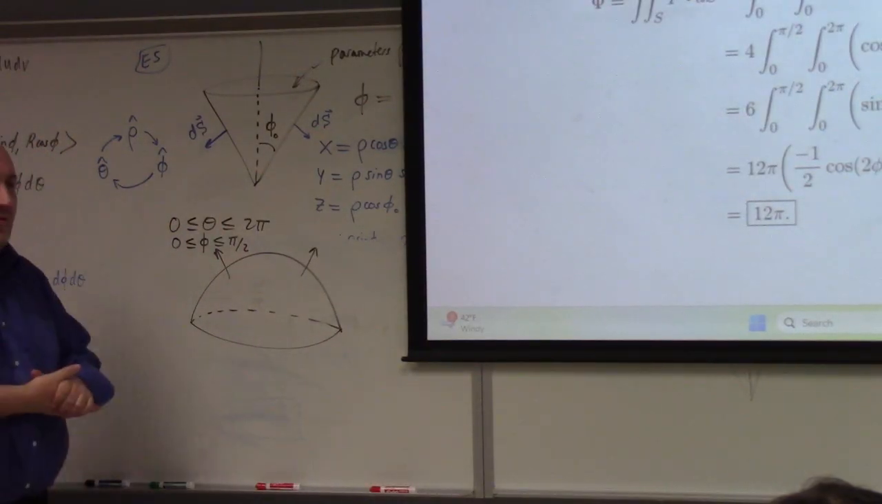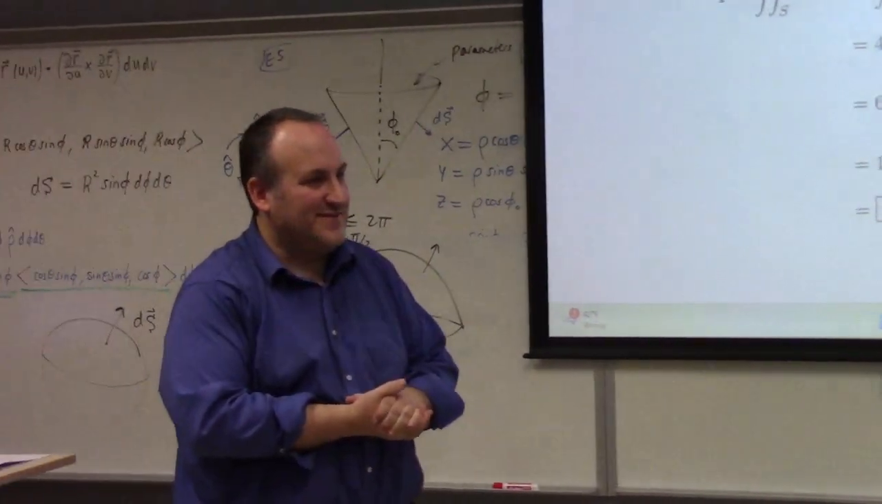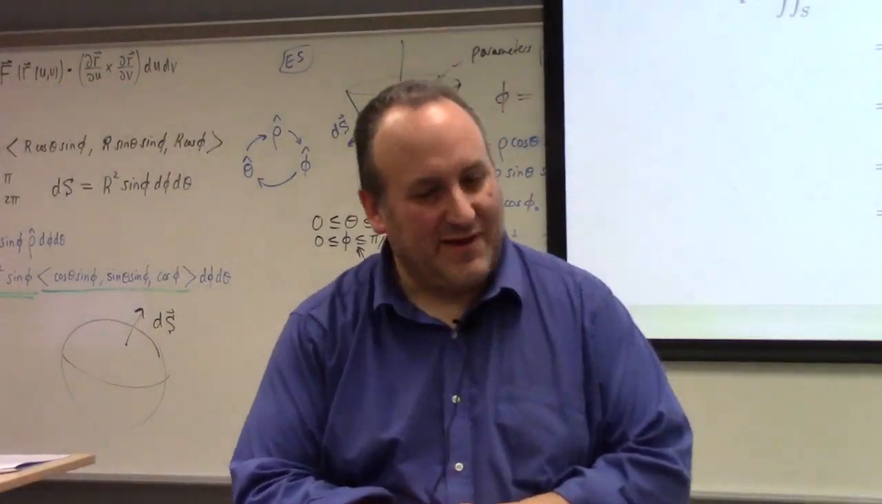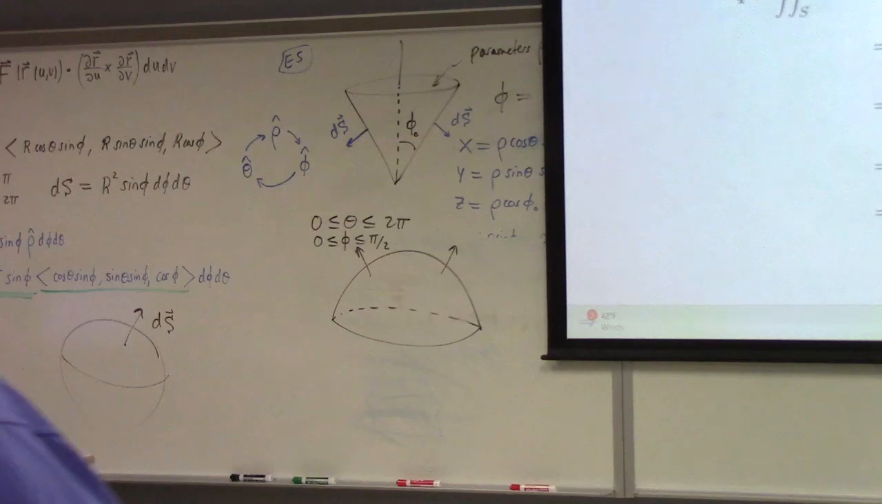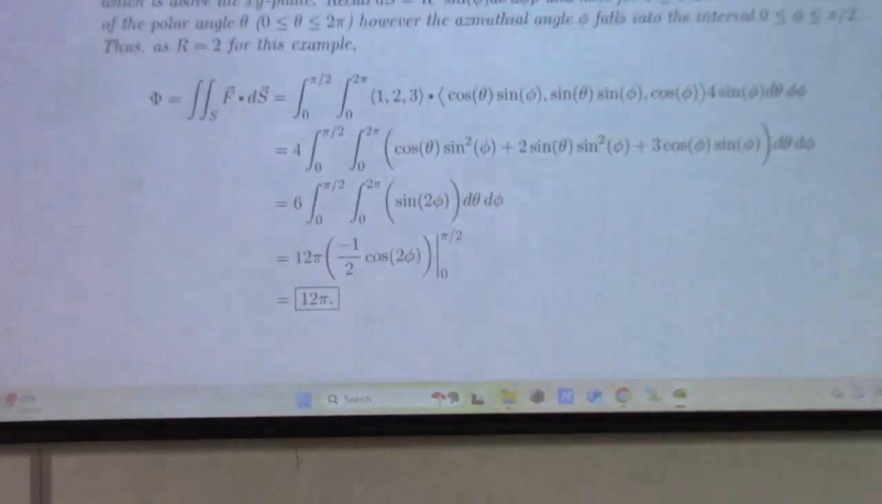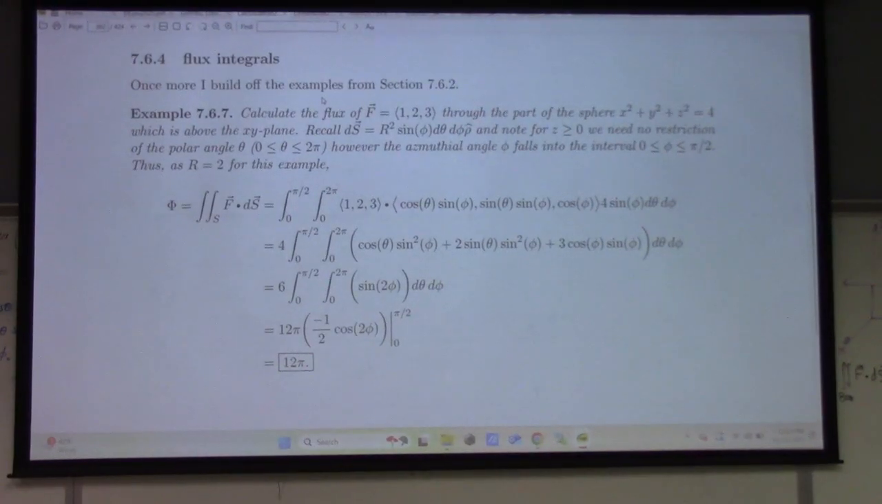That was important. What would happen if we calculated the flux of this vector field through the whole sphere? What would the answer be? I heard a 0. Why? This is a constant vector field, right? So if you can imagine that, right?